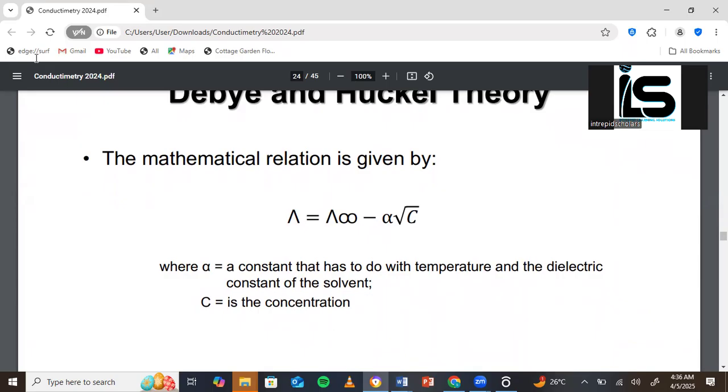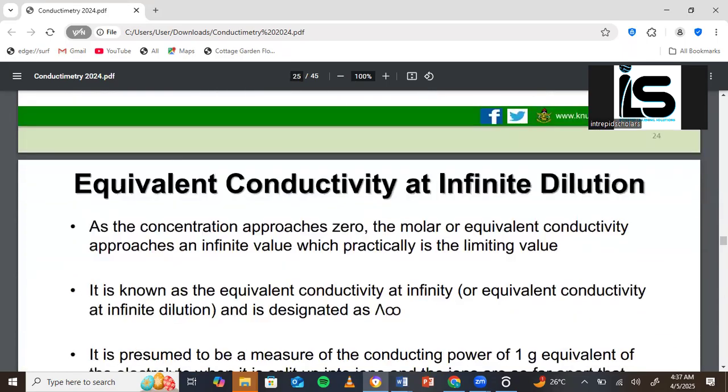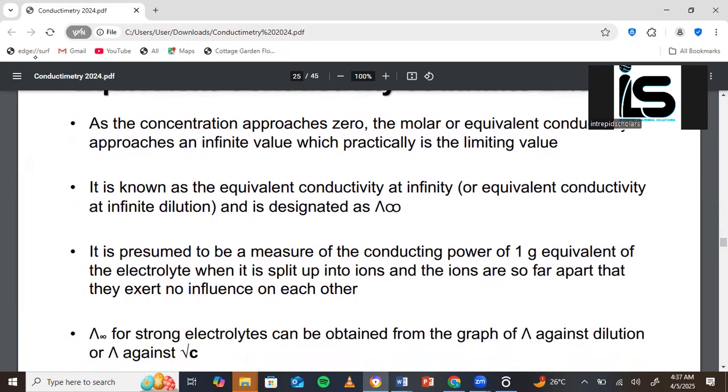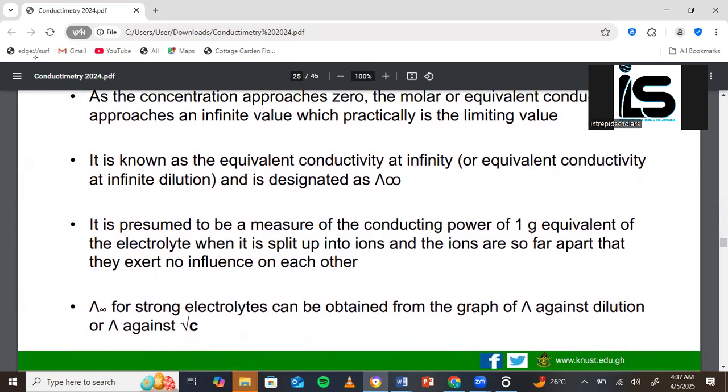Now, the Debye-Huckel theory's mathematical relation is given by: the equivalent conductance equals the conductance at infinity minus alpha root C. Alpha is a constant that has to do with temperature and the dielectric constant of the solvent, and C is concentration, right? Now, equivalent conductance at infinite dilution is a very important concept that we have to understand, especially for weak electrolytes. We are saying that as concentration approaches zero, the molar or equivalent conductivity approaches a limiting value.